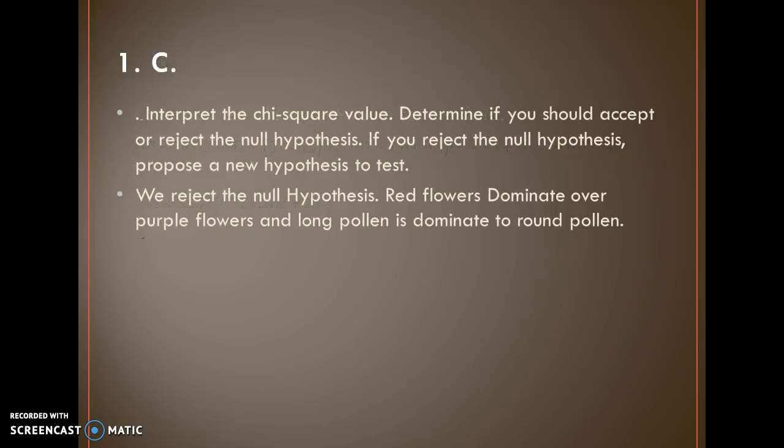1C. So you need to interpret this chi-square value, determine if you should accept or reject the null hypothesis. If you reject the null hypothesis, propose a new hypothesis to test. So we go to the chi-square table, and we find our degrees of freedom and go across. Well, ours was off, so we reject the null hypothesis, and our new null hypothesis that we could test is red flowers are dominant over purple flowers, and long pollen is dominant to round pollen.